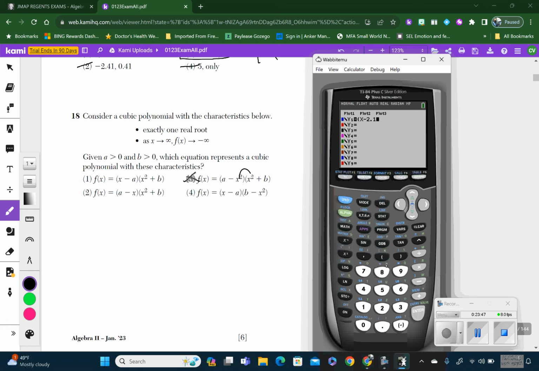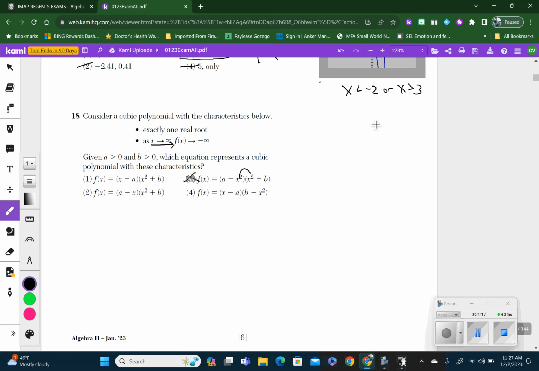Close that, and then I open up parentheses again, and now it says x squared plus b, right? My other favorite number is 5.9, so you just pick any two. Then we hit graph and see if it has exactly one root, which means it crosses the x-axis exactly once. And we also want to see as x approaches infinity, which means as we go to the right, my y is going to go down. That's what that means. So let's see if that happens.